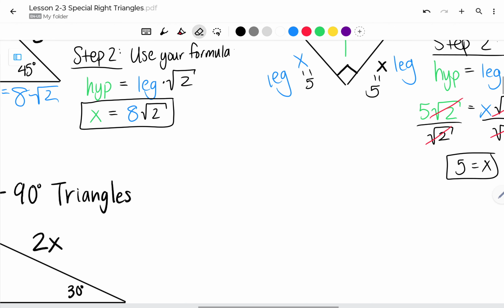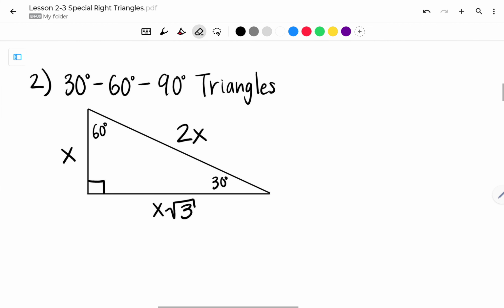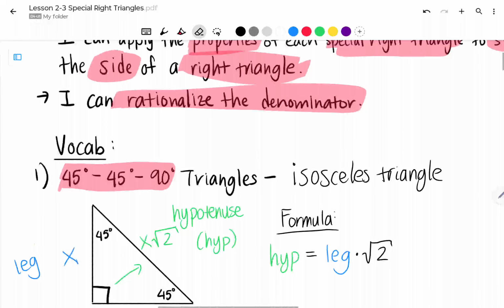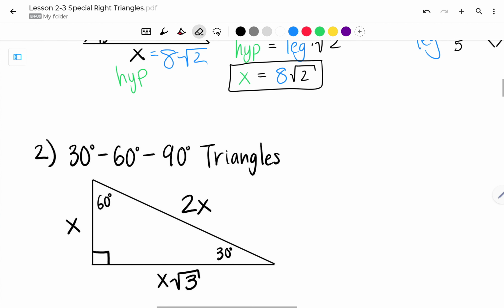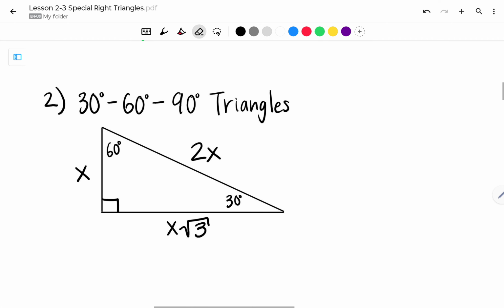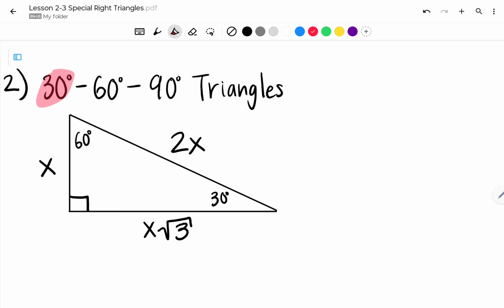Okay, keep going. We have a new formula here, new special right triangle. So there's only 2. There's the 45, 45, 90. And then there's the 30, 60, 90. Okay? 30, 60, 90 is exactly the same thing. We're referring to the angles of the triangle. 30 degrees, 60 degrees, 90 degrees. It all adds up to 180. That's good.